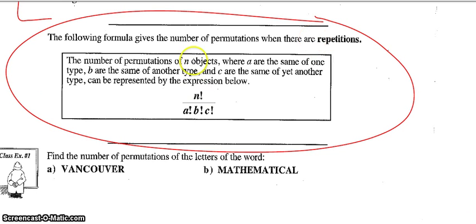If you want to find the number of n permutations, but there are A objects which are the same type, B of them are the same type, C of them are the same type, and so on, then this will be your answer: n factorial divided by A factorial, B factorial, C factorial. Make sure when you put this in a calculator, you put it in brackets so that you divide everything. You don't divide by A factorial and then add B factorial. You divide by everything. Let's look at some examples, then you will see.